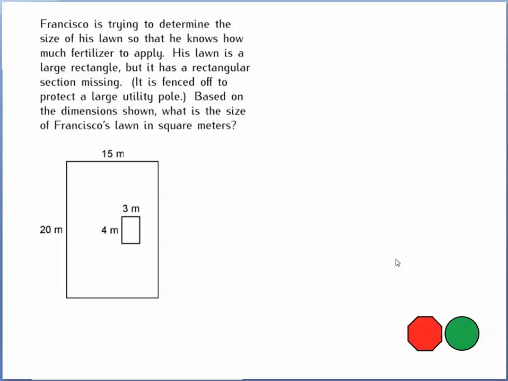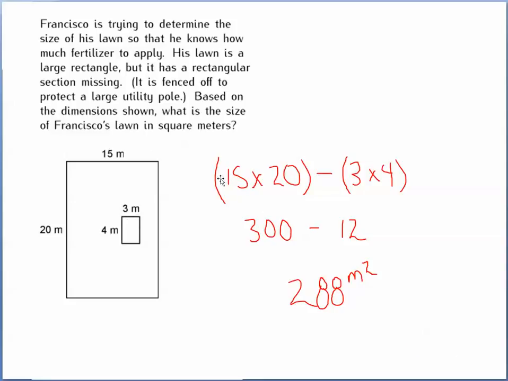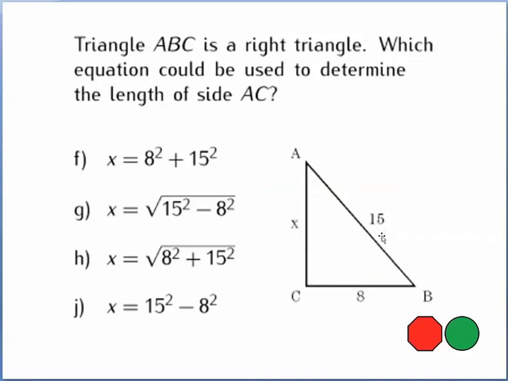Okay, let's see how you did. Works like this. We have a large rectangle, and we want to know what the total area of that is less. We're going to subtract the smaller rectangle. And if we did that, we would find that the large rectangle minus the small rectangle would give us 288 meters squared. Okay, click on the stop sign, see if you can solve.